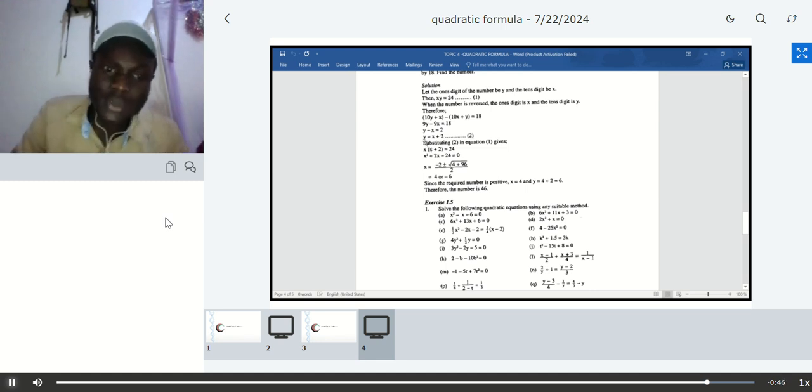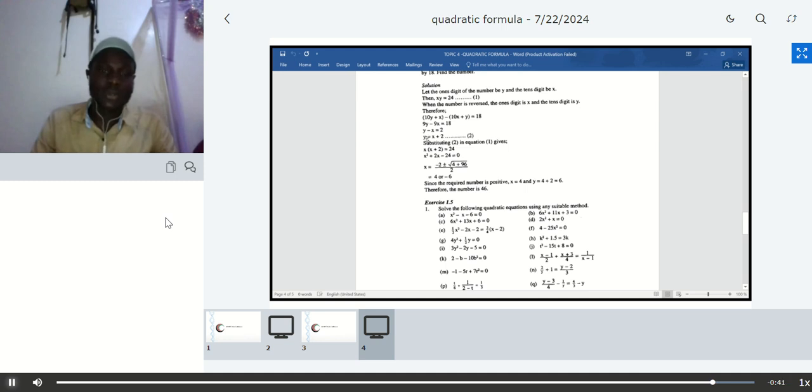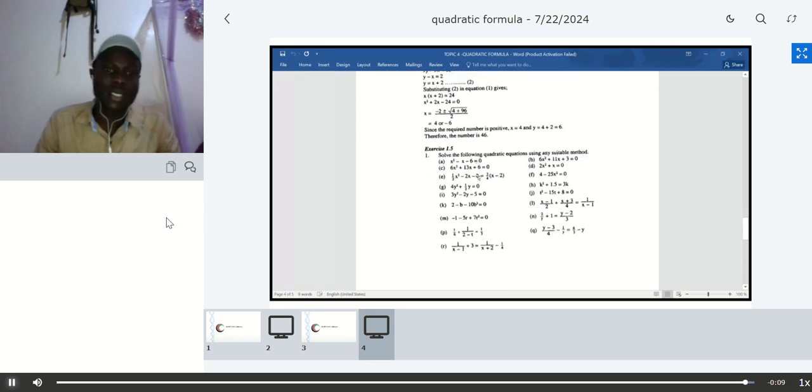We substitute the second equation in equation 1. It will give us x into x plus 2 is equal to 24. This will be x squared plus 2x minus 24 is equal to 0. We solve it using the quadratic formula, x will be equal to negative 2 plus or minus the square root of 4 plus 96, we divide by 2. Our x will be equal to 4 or negative 6. Since the required number is positive, x is equal to 4 and y is equal to 4 plus 2, which is equal to 6. Therefore, the number is 46.